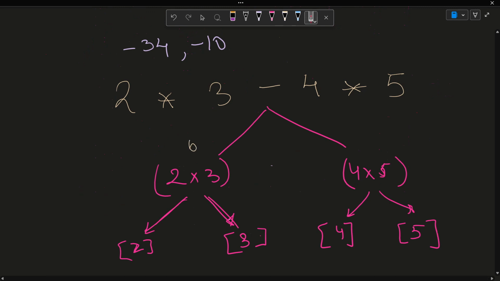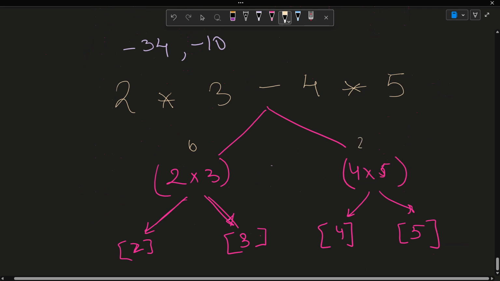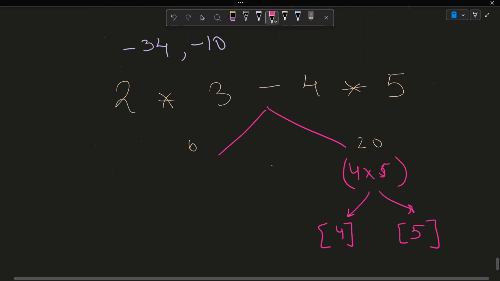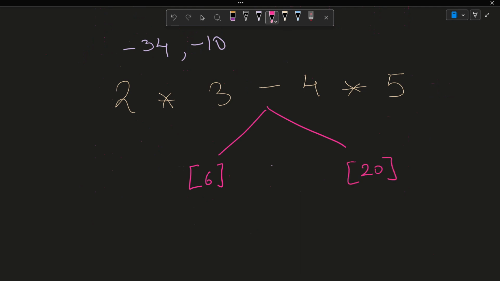And for this case on the right, we only have a single possible solution, which is 4 times 5, which is what? 20. So given this, what I could do is I can just remove this and do the update of 6 here. And similarly here, what I could do is actually do 20. Hopefully I am right in this case.